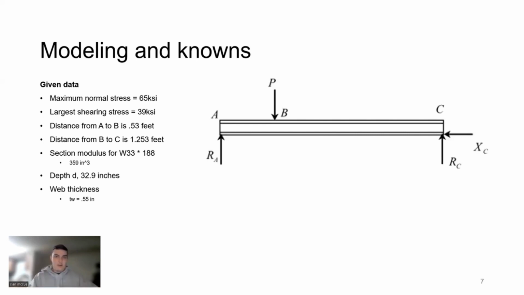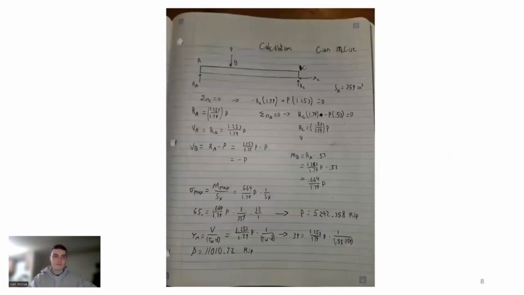We have our givens and knowns: the maximum normal stress that the beam can take is 65 ksi, and our largest shearing stress is 39 ksi. We are given the distances between A, B, and C, as well as the section modulus and the depth, pulled from, I believe, Appendix E of our textbook for the beam used as railroad tracks, as well as the web thickness, also from the appendix.